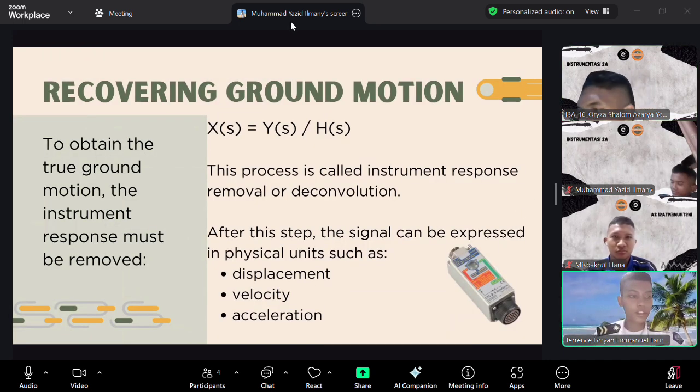Recovering ground motion. To obtain true ground motion, the instrument response must be removed by dividing the recorded signal by the transfer function. This process allows seismic data to be expressed in physical units such as displacement, velocity, or acceleration.